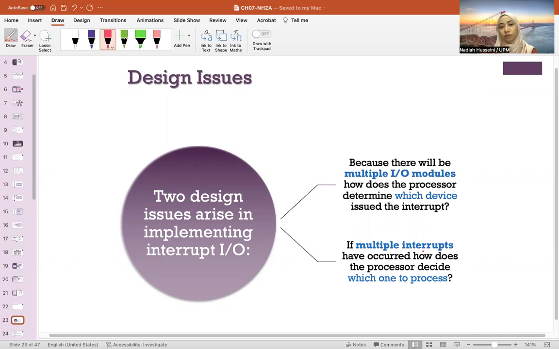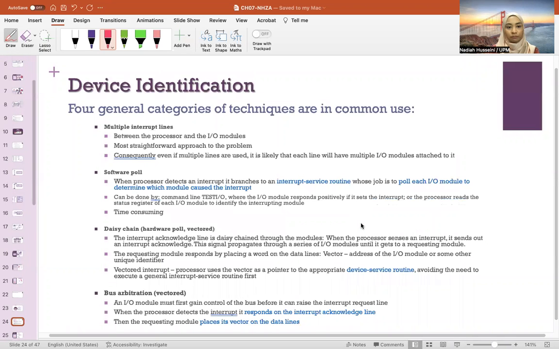Sequential, basically, you do this in order. Then the nested one is that you decide based on priority, which one is more time sensitive and so on. So again, number one is, how do you know which device issued the interrupt? The second one is, if you get multiple interrupts, which one do you process first? Okay, so those are the two design issues.